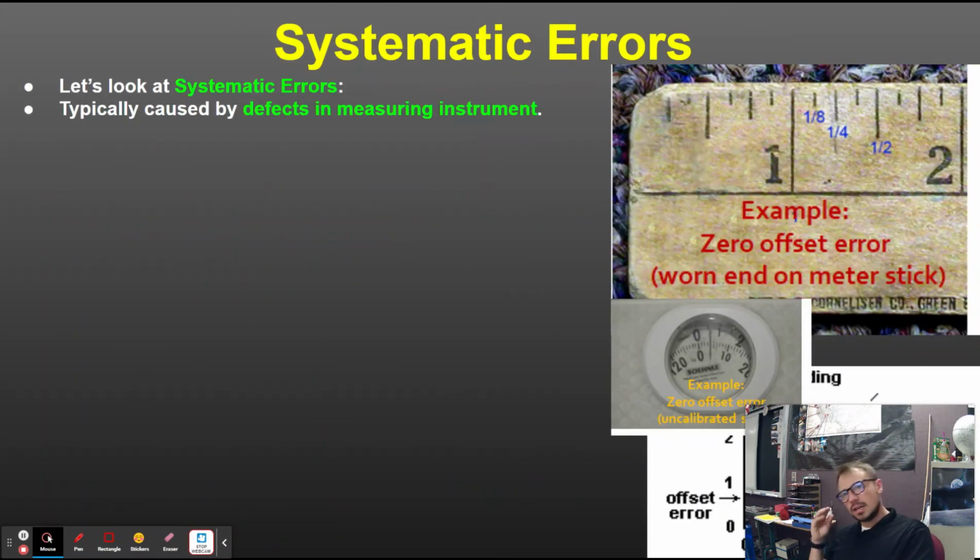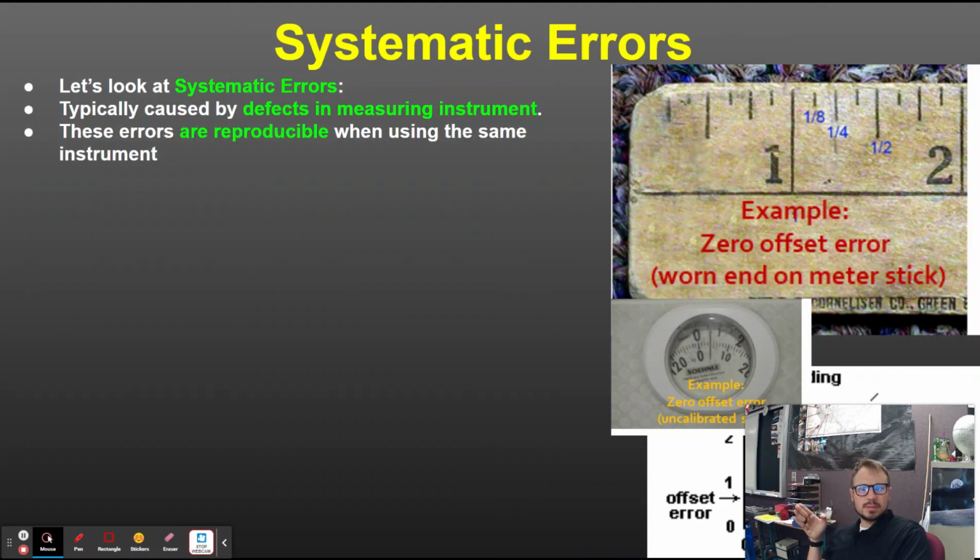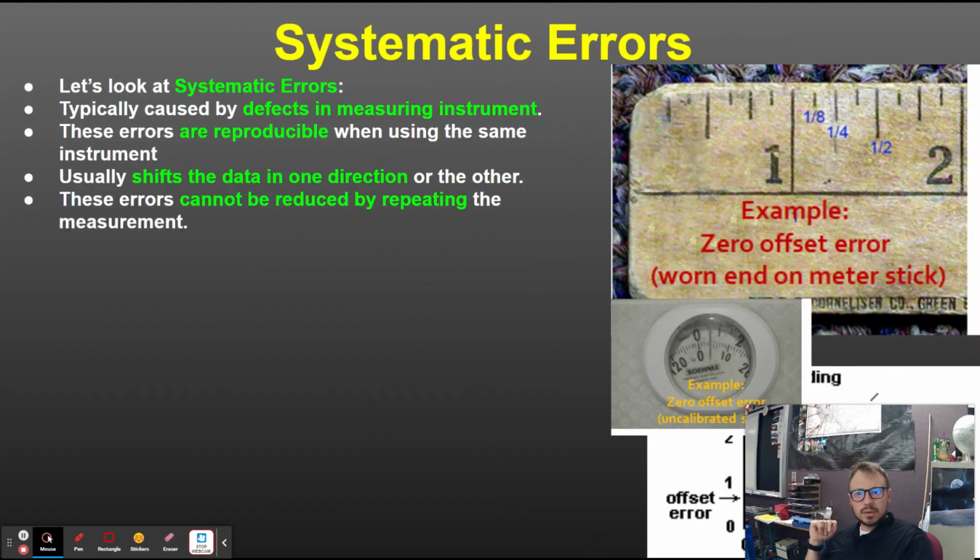So systematic errors are typically caused by defects in measuring instruments. They are reproducible. They usually shift the data in one direction, and these errors cannot be reduced by repeating the measurement. So think about this. Think about a broken scale that weighs 10 pounds heavier, right? It always gives a value 10 pounds heavier than that accepted result.